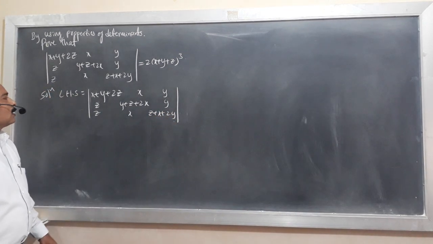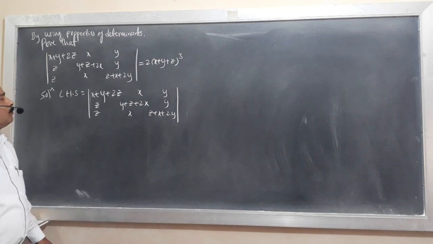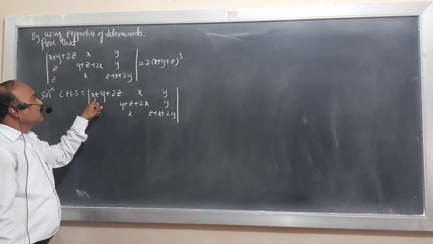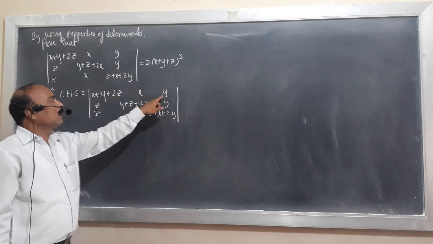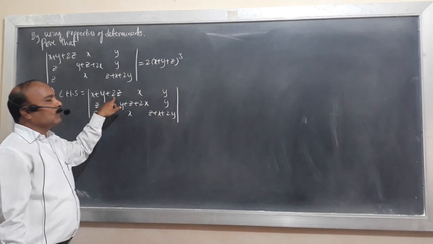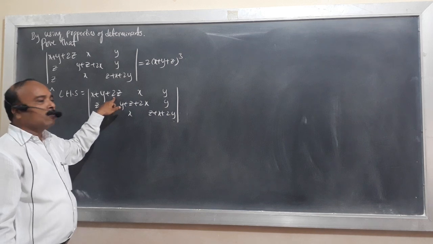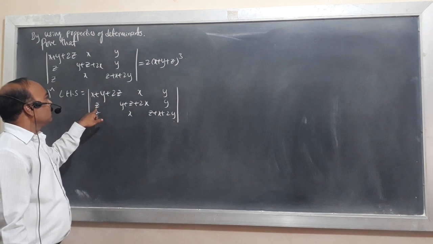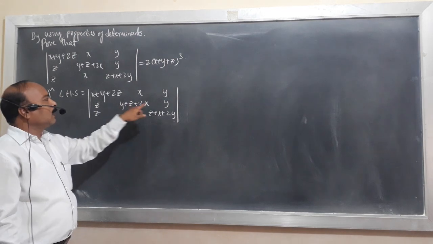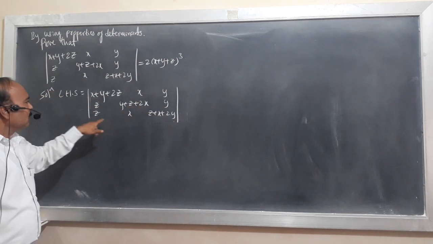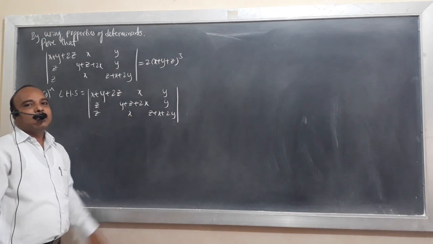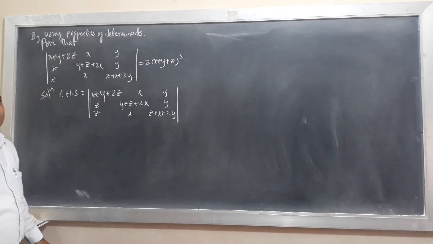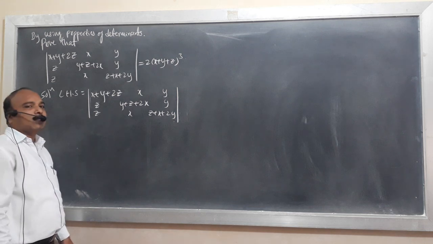Now before operating rows or columns, we check by which we are getting the common term. If you add all the columns, here x plus x is 2x, y plus y is 2y, and here 2z. Totally we get 2x plus 2y plus 2z. Here also z plus z is 2z, y plus y is 2y, and it is 2x. Here also z plus z is 2z, x plus x is 2x, plus 2y. Means everywhere you are getting the common term, that is 2x plus 2y plus 2z.